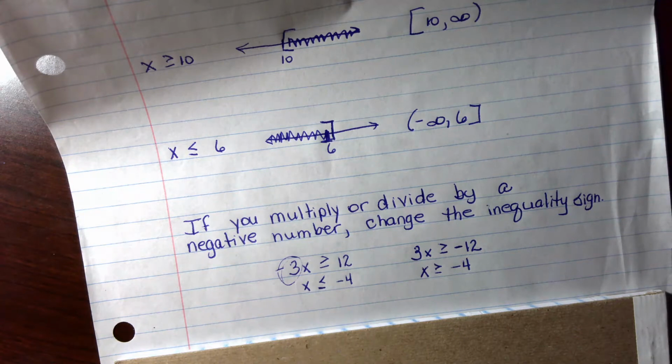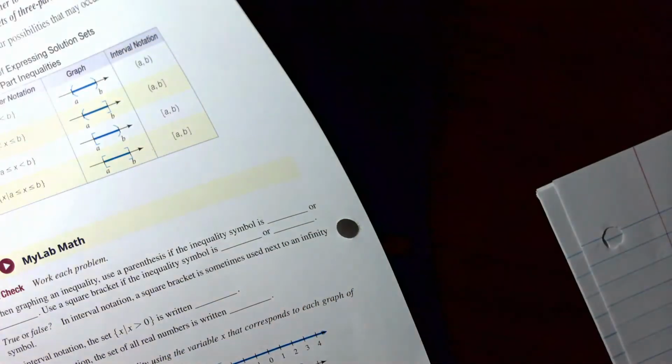Okay, so now we're going to look at some problems in the book, and we're going to start on page 192.